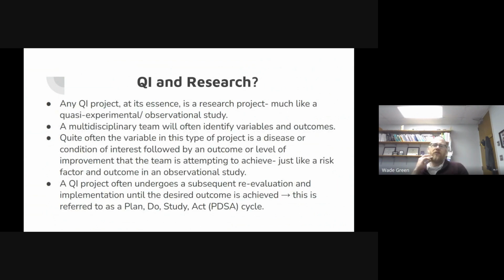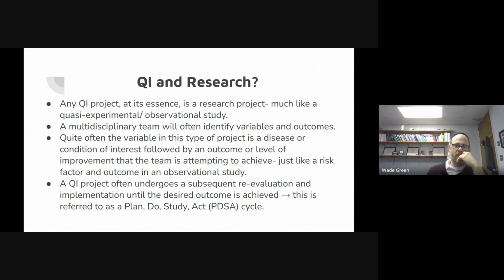So what does research have to do with quality improvement? Okay, very simply, any quality improvement project at its core is a research project, 1000%. This is a lot like a quasi-experimental and/or observational study, but we're going to talk in a minute about how those differ. So generally speaking, with a QI project, a multidisciplinary team will identify variables and outcomes just like we do in any study. And so quite often the variable in this type of project is a disease or condition of interest, just like with observational studies, followed by an outcome, like our dependent variable, and/or level of improvement that we want to try to achieve.